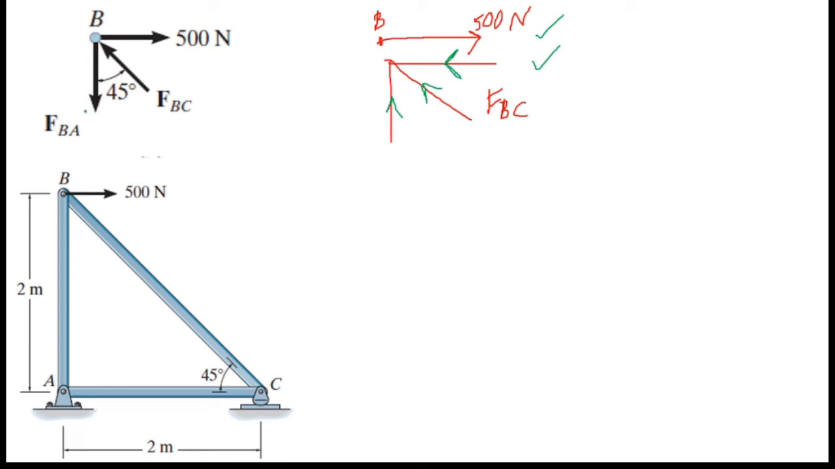When I consider FBA, I now know the vertical component of FBC force is directed towards the joint. That means in order to keep the equilibrium, this FBA force must act in the opposite direction. That means this direction. Therefore I mark FBA force away from the joint, that means this downward direction. So that's how I decide the directions of these two member forces.